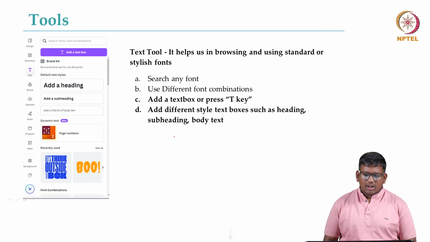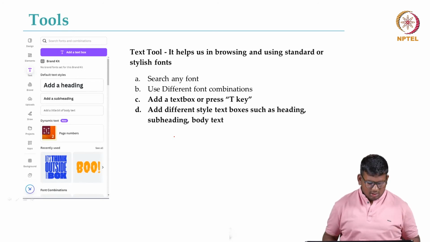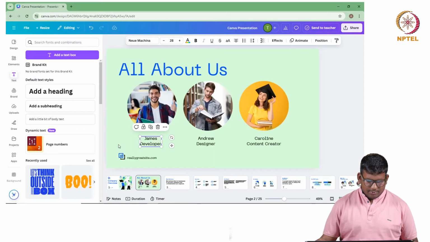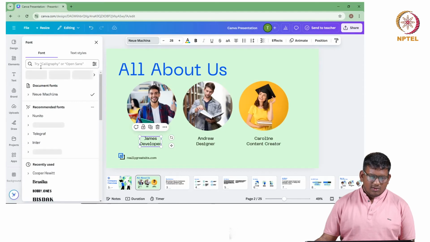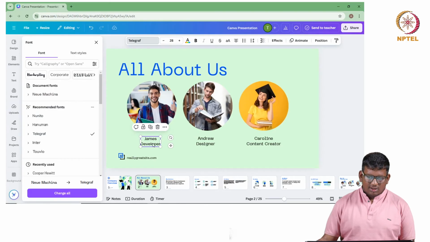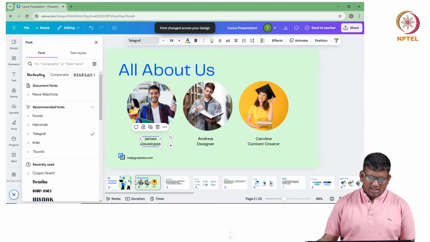That's it. So you can press the T key and use different elements, and you can change the font also. Right now James developer is in a new machine font. We can change it to any font that we want. I prefer Telegraph. Let's use the Telegraph font. So you can see there's a font change, and you can switch all the fonts in the design to this font also. Like I can change all the styles into this Telegraph font.